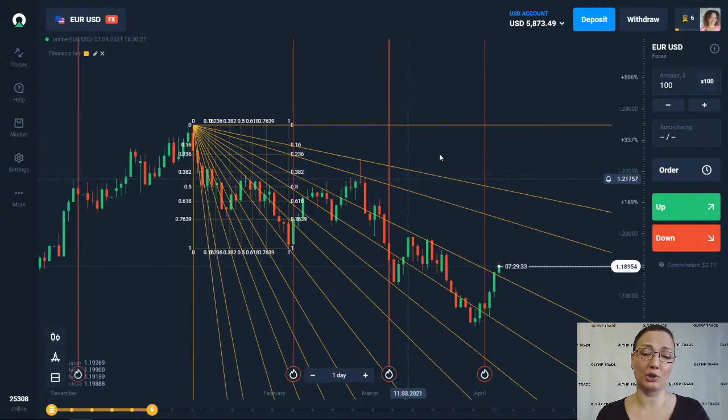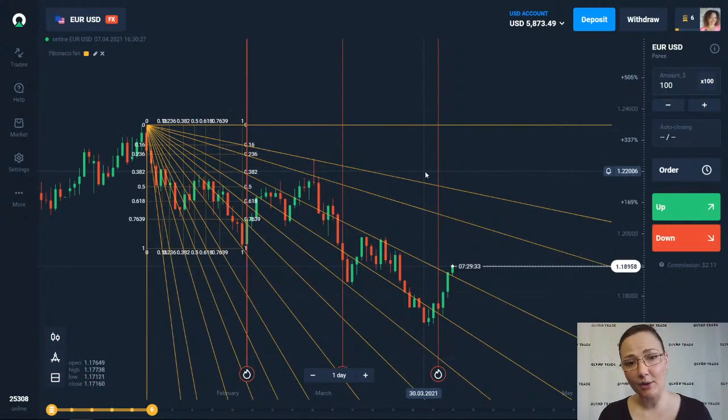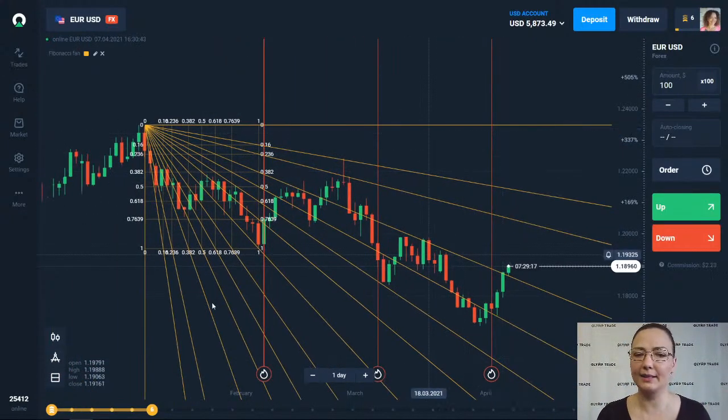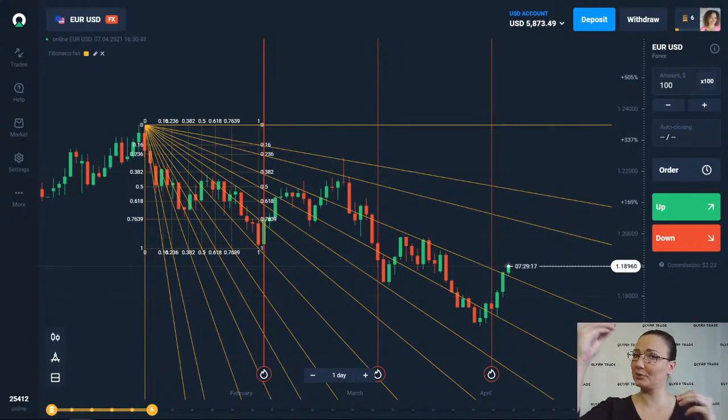This is how I showed you how to use the fan on a downtrend, and this is basically exactly the same way that you would use it on an uptrend. You connect the swing low to the swing high and have yourself a fan of potential trend lines in the future for support and resistance levels.